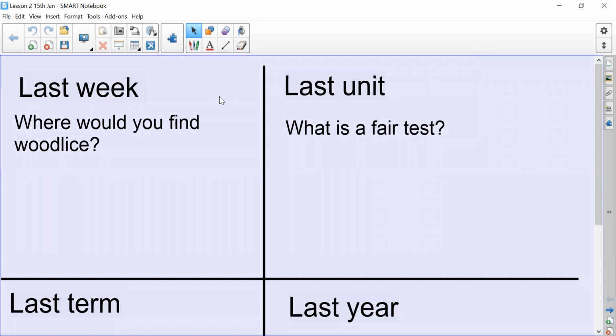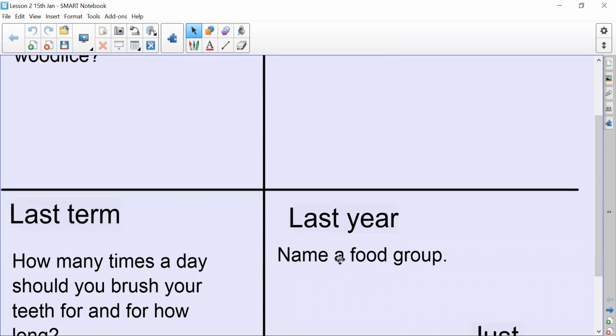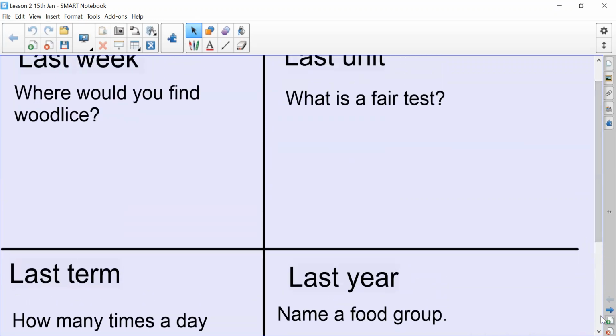So let's start with our just checking grid. Last week, where would you find woodlice? Last unit, what is a fair test? In our last term, how many times a day should you brush your teeth? And do you know for how long you should brush them? And then from last year, can you name a food group? And last year, Year 3. Okay, so note your answers down and then we will check them.